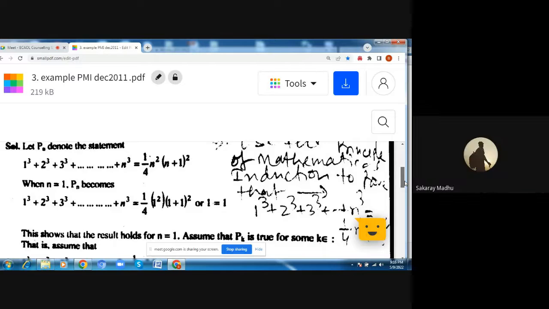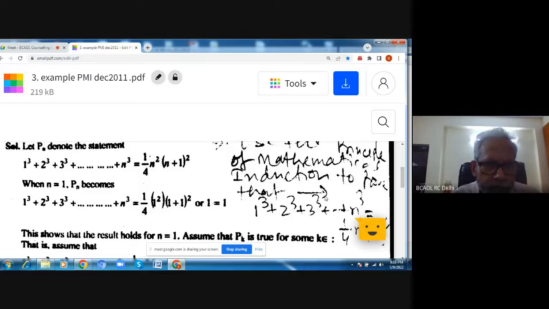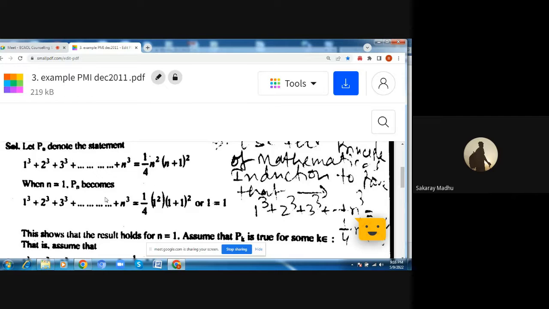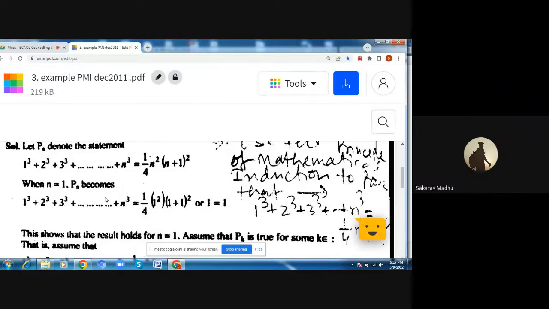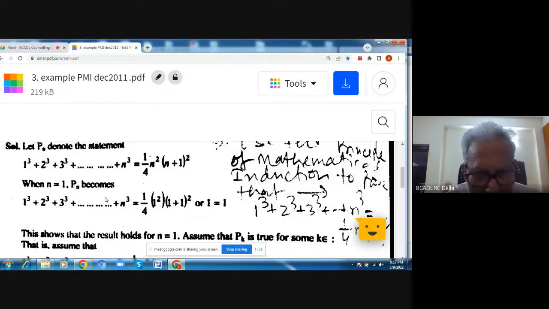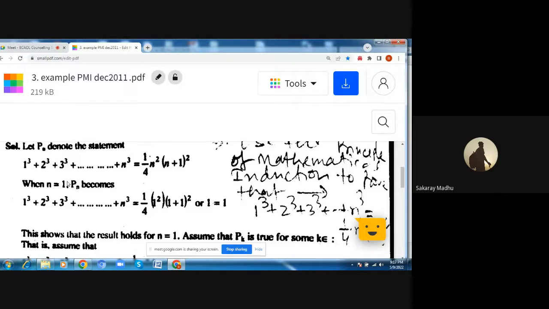Excuse me, sir. If any doubt you can ask me, no problem. Sir, suppose they have given an expression P of x. For suppose in question they have given expression P of n, sir. Say, no problem. For P of 1, if it is false, then we can conclude there itself, right?